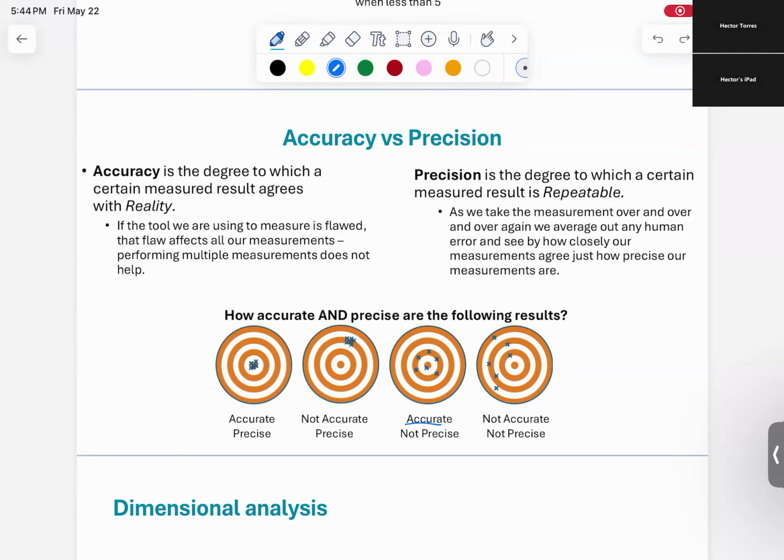Now on this one, this is accurate, and you can tell because they're all close to the bullseye. If you took the average of them, it would probably be somewhere in the bullseye. However, it's not very precise because I can't circle a small area and find them all in one spot. They're all a little bit spread out. And then this last one is not accurate and not precise. As you can tell, all of them are in different spots, and none of them are that close to the bullseye.